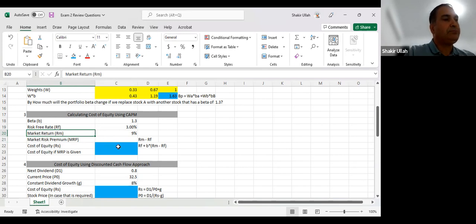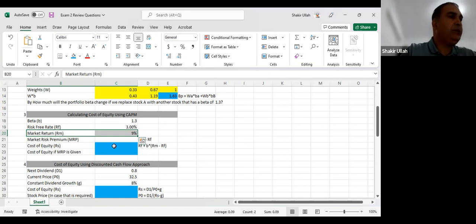Okay. Now, in this particular problem, we have a beta of 1.3. The risk-free rate, which is the rate of return on government securities, government bonds, that is 3%. The market return is 9%, and market return basically means the overall return of the whole market. For example, the S&P 500. That would be the market return. And we compare that with our particular asset or company that we are investing in.